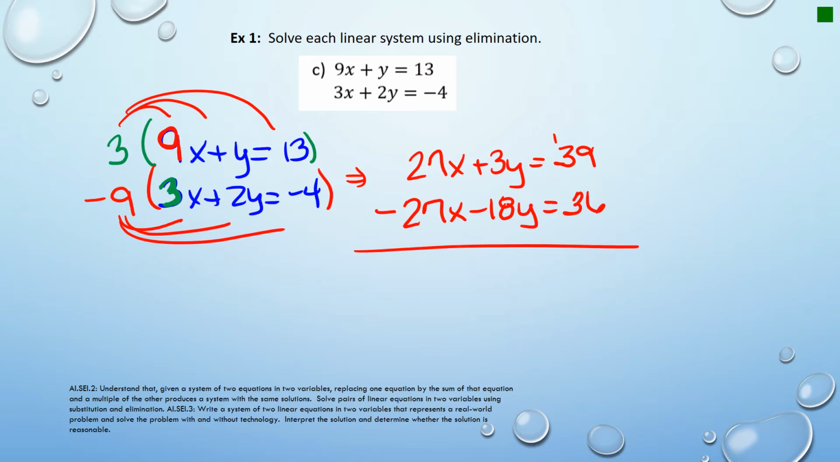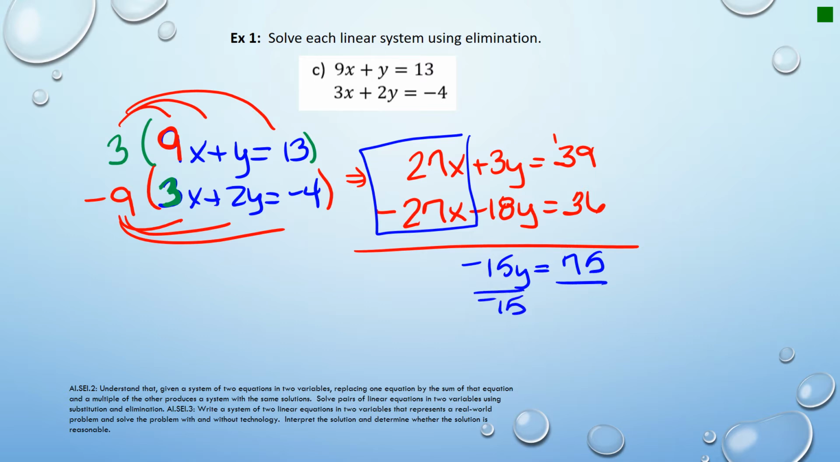Now, if you look, x, y, equal, number, opposites, right here, opposites. So when I add, they're going to disappear. So I get negative 15y equals, oh my gosh, remember I said we could use a calculator? Probably should have one, shouldn't I? 75. I'm going to divide by negative 15, and I'm going to find out y is negative 5. I'm going to put this in any of them. I can go in any of them.